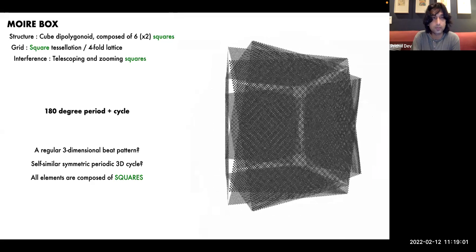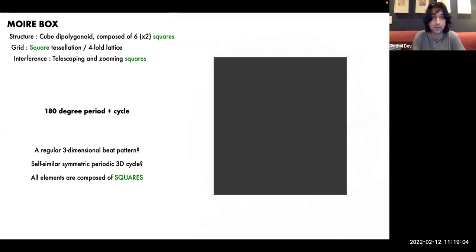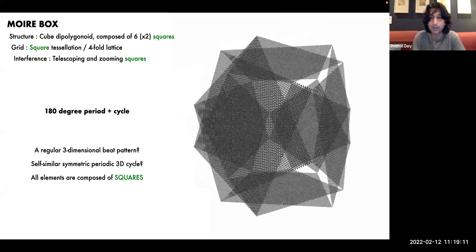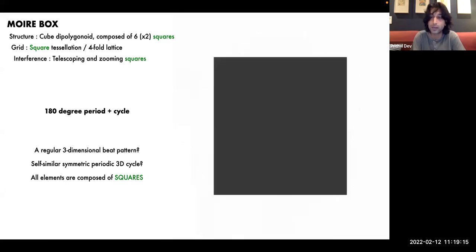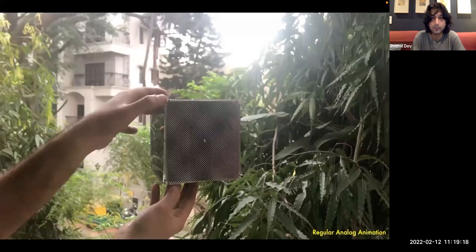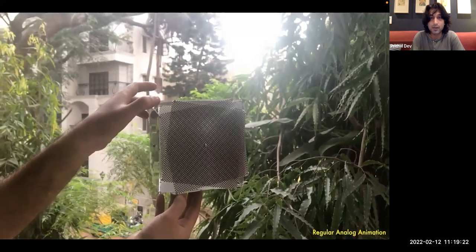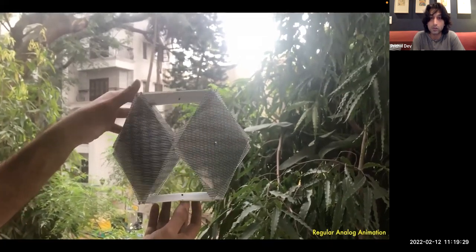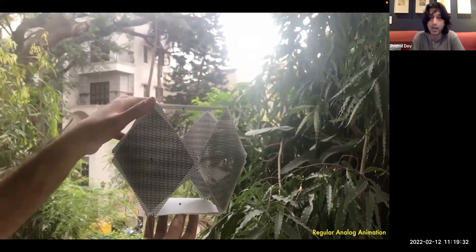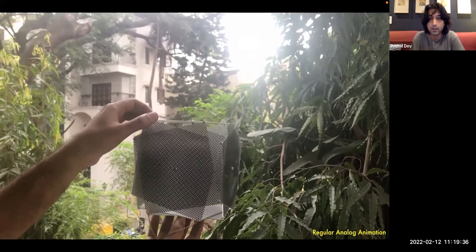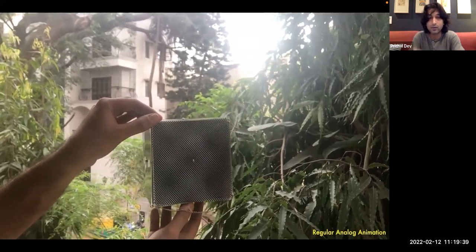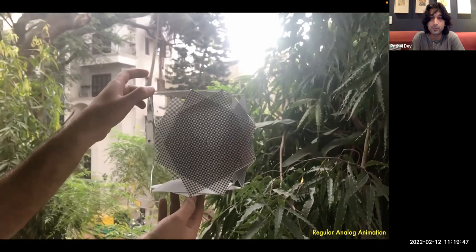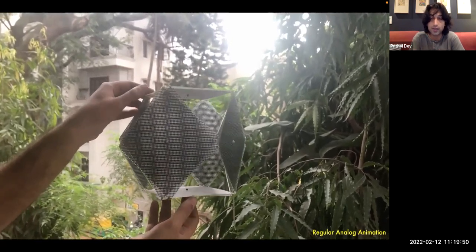Yeah, so here we have the cube dipolygonoid composed of 6 squares, and it's played one last time. And it's a regular 3-dimensional pattern, because the structure, grid, and interference are all made of squares. And here's the physical version of that as well. Again, the structure is made of acrylic sheets, 1 mm thick, and graphic stickers that I've stuck onto them, so it's not exact. And here you don't see it fully opaque, because the acrylic sheets don't fully overlap because of the connection system.